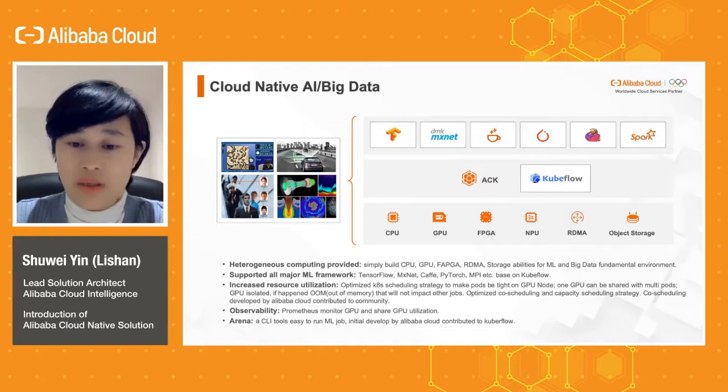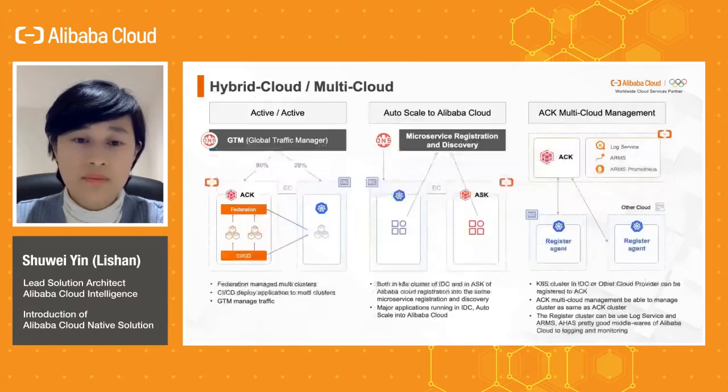We also provide core scheduling and capacity scheduling strategy, and the core scheduling developed by Alibaba Cloud and contributed to community. The GPU and shared GPU utilization can be monitored in Prometheus. On top of that, we provide our Arena, which is command line tools to make it easy to run machine learning job. Arena initially developed by Alibaba Cloud and contributed to Kubeflow.